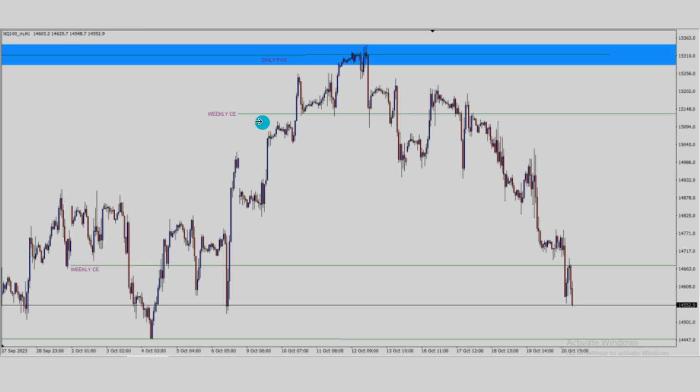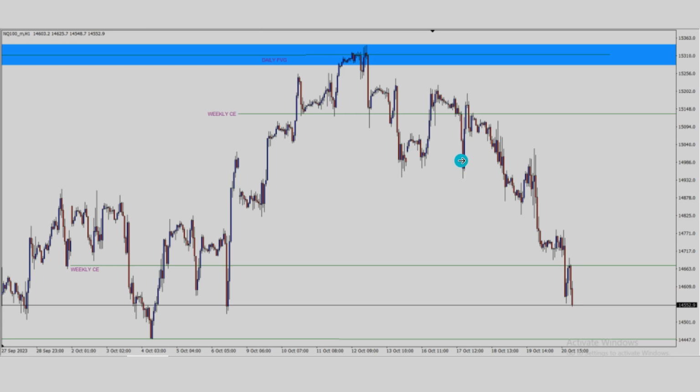Like in this case, this weekly consequent encroachment where price first drew to on Monday signifies to us, okay, if we see price trade away from this particular area, then that becomes our point of origin. And what do we see? We see going forward into Tuesday, we saw a displacement in price.